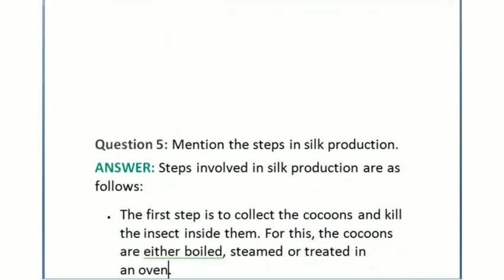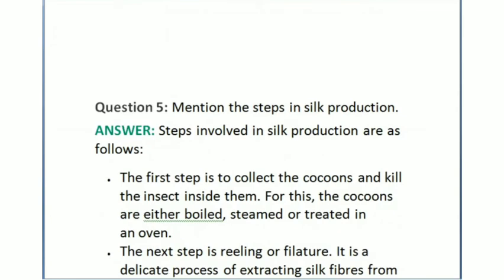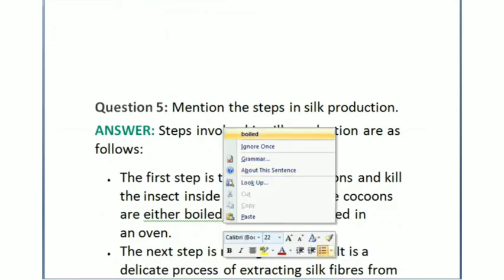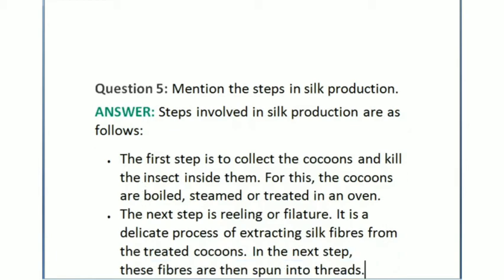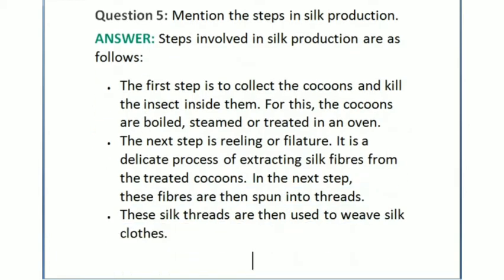Moving further, question number 5. Question 5 says that mention the steps in silk production. So what are the steps? Steps involved in silk production are as follows. The first step is to collect the cocoon. Now this is the whole life cycle, students. This is the whole process of silk production. The first step is to collect the cocoon and kill the insect inside them. For this, the cocoons are boiled, steamed, or treated in an oven.